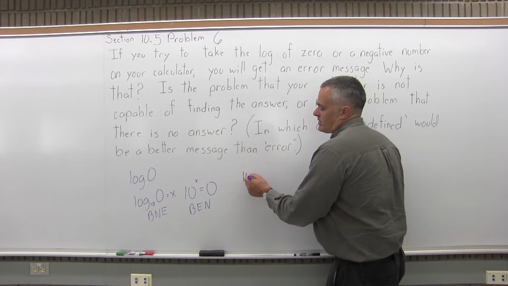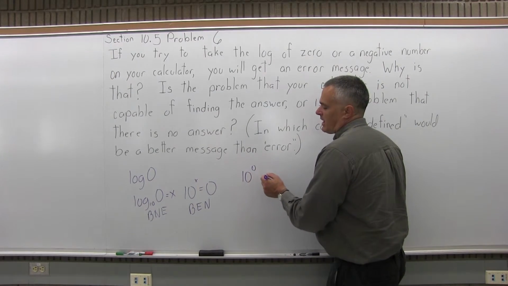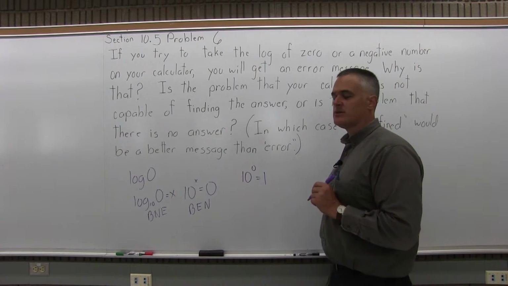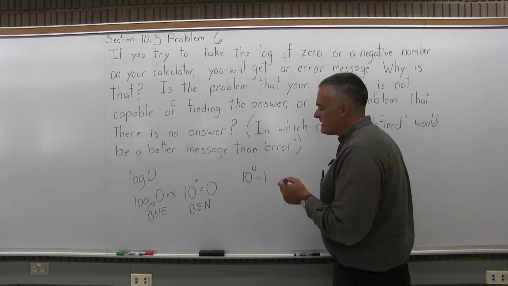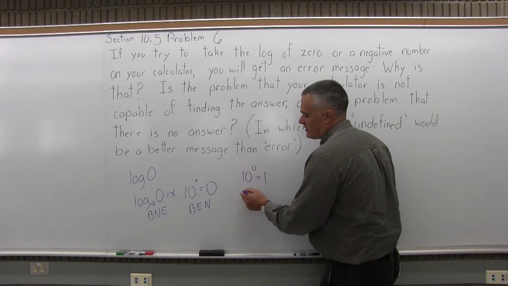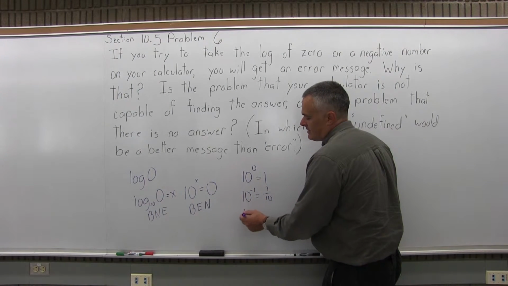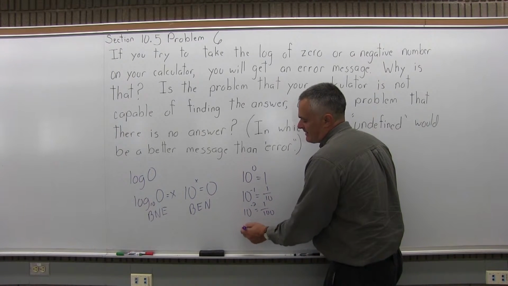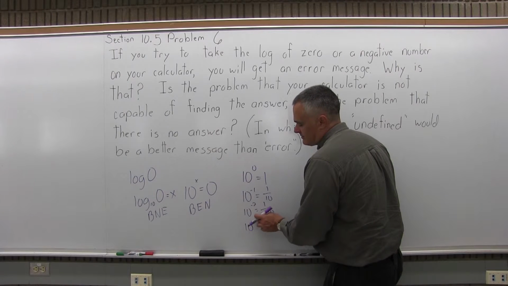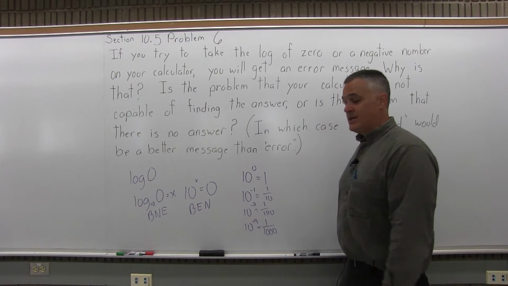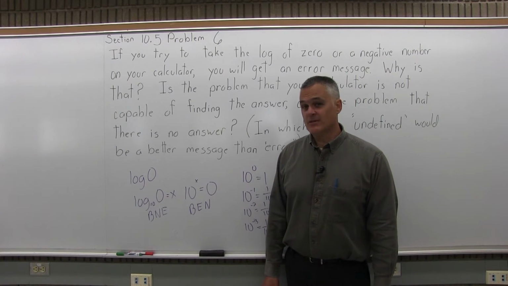So how about small numbers? How about 10 to the 0 power? Would that be 0? It's not. Anything to the 0 power is 1. That's one of those rules from algebra. How about 10 to a really negative power? How about 10 to the negative 1 power? That'd be 1/10. 10 to the negative 2 power is 1/100th. 10 to the negative 3 power is 1/1000th. So you can get close to 0, but you're never going to get to 0.